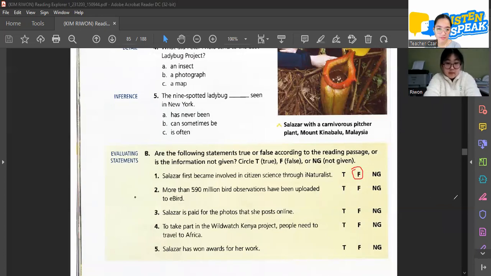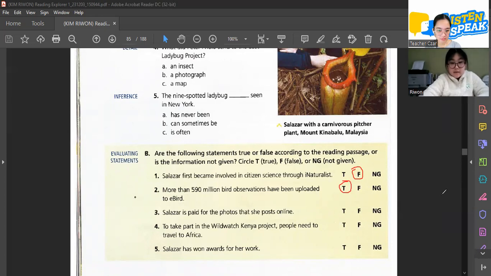Okay, how about number 2? More than 590 million observations have been uploaded to eBird. True? Yes, it's true.